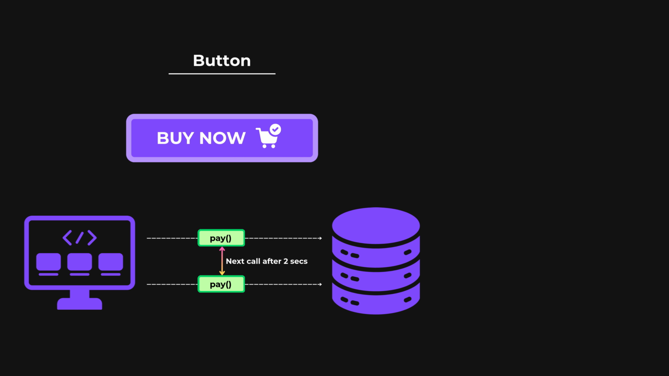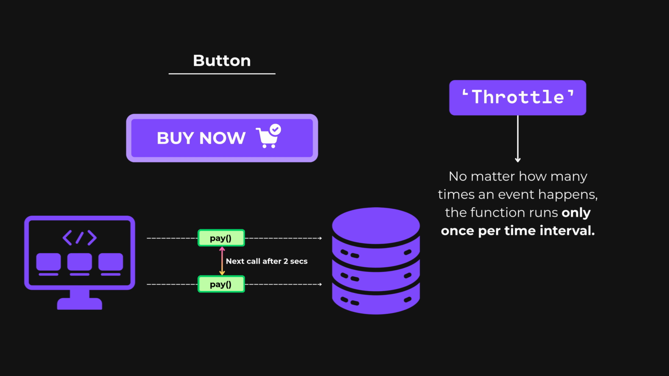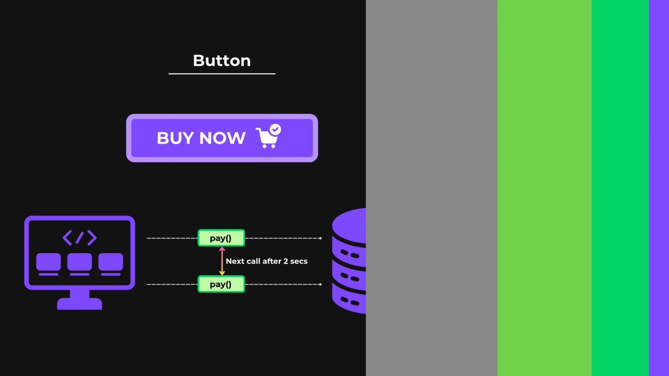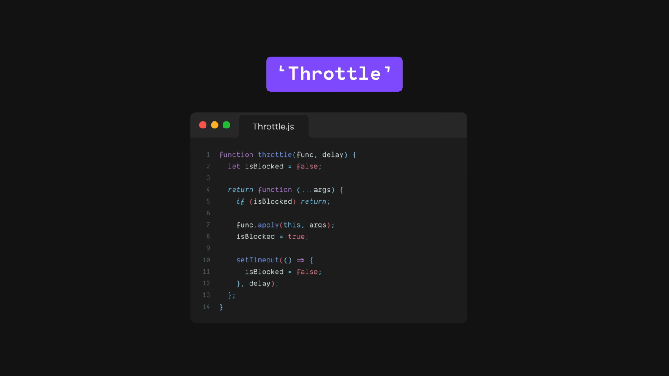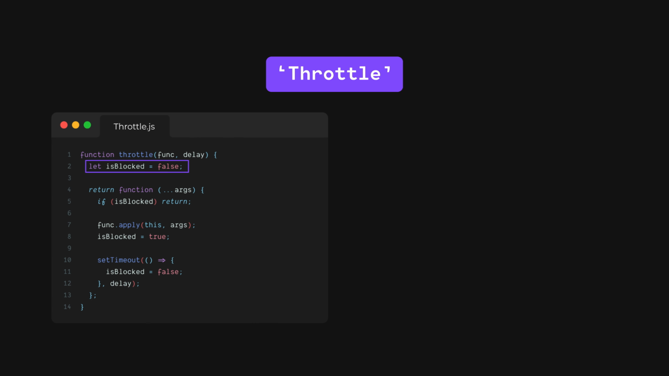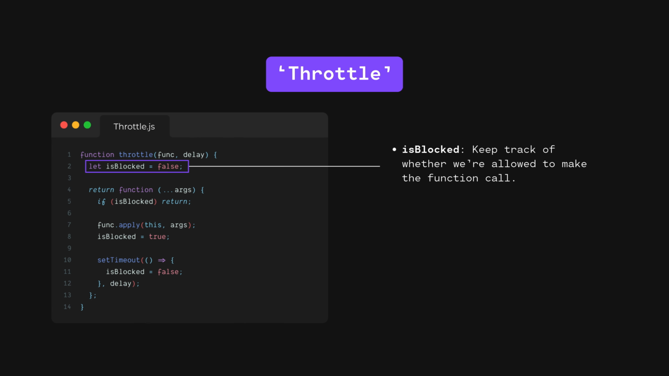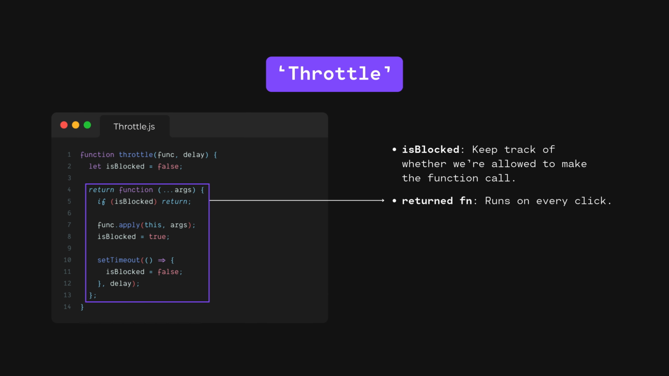That's where throttle comes in. Throttle makes sure, no matter how many times an event happens, the function runs only once per time interval. Let's break down the code step by step to understand how it works. First, we create a flag called isBlocked. It'll keep track of whether the function is allowed to run. Then we return a new function. This runs on every click.